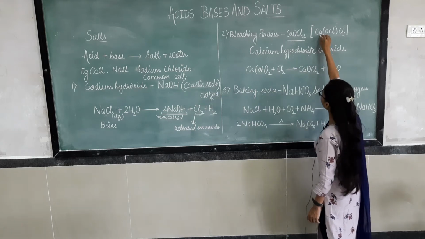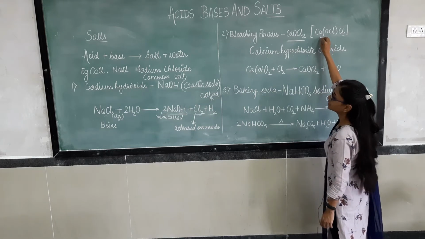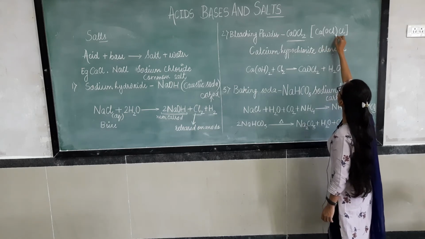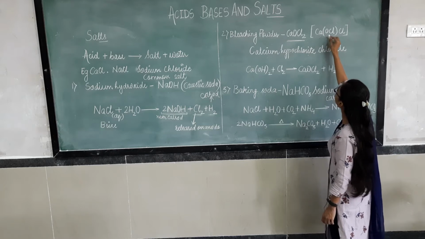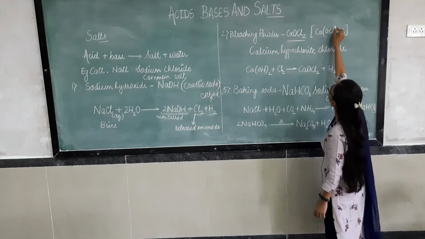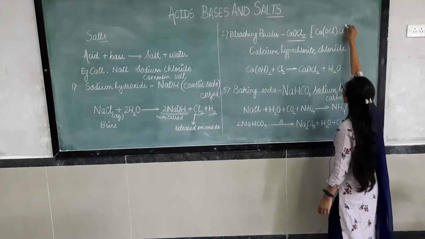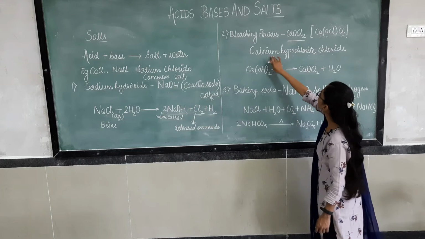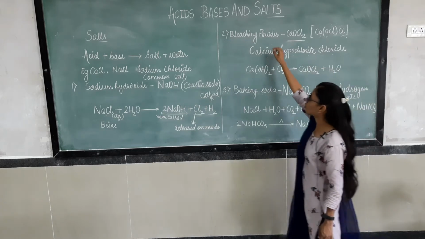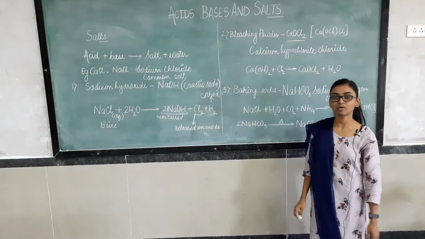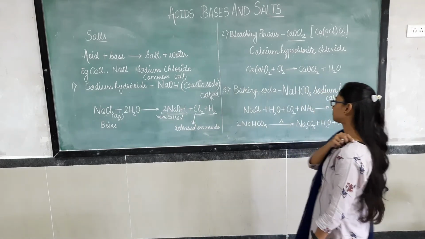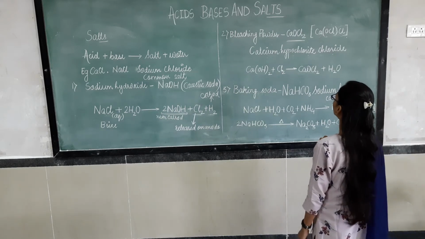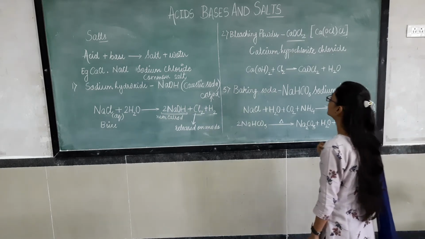So, calcium, when this calcium is separately present, one chlorine is bonded with oxygen, that's why it is known as hypochlorite, and here chlorine is separately present, that's why we are calling this chloride. So calcium hypochlorite is the name of bleaching powder. It is the chemical name of what? Bleaching powder. Now, how is this calcium hypochlorite chloride formed? Let's see here.